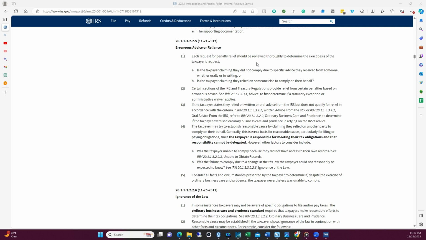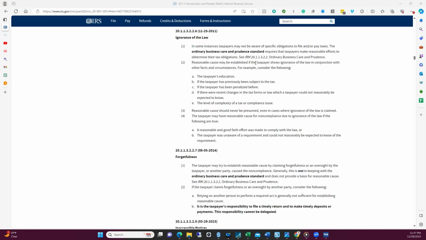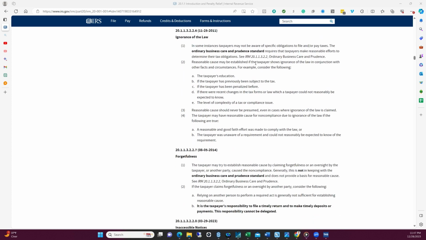In that situation, though, it also can go under natural disaster. So many of these may apply, and I would list each one that applied in my case if I were requesting. Ignorance of law, that's just, I don't know. I do my own taxes. I don't know. I did not understand.